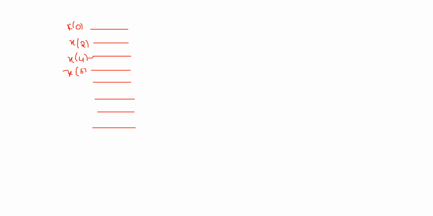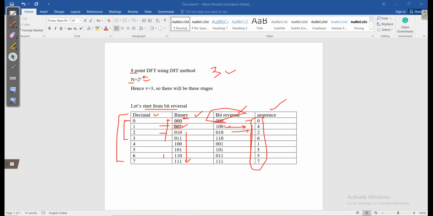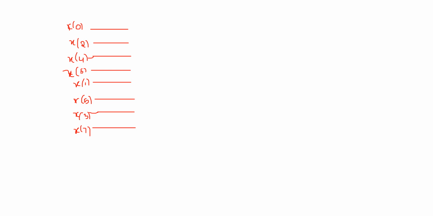This is small x of 4, 6, this is small x of 1, 5, 3, and here you will write 7. Here this is the starting stage, means that you write 0, 4, 2, 6, 1, 5, 3, 7. Clear?